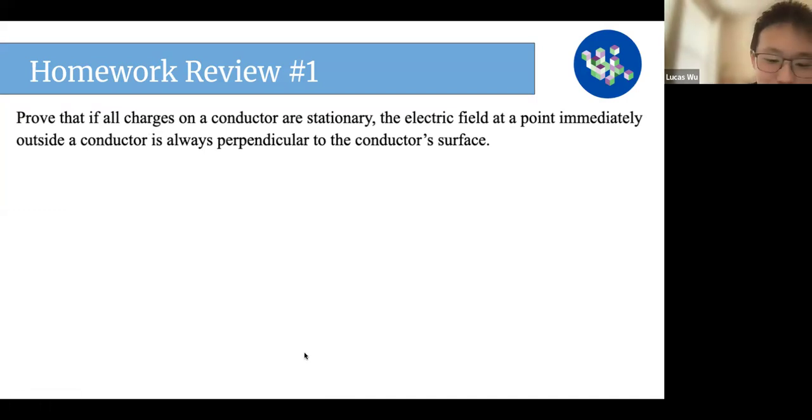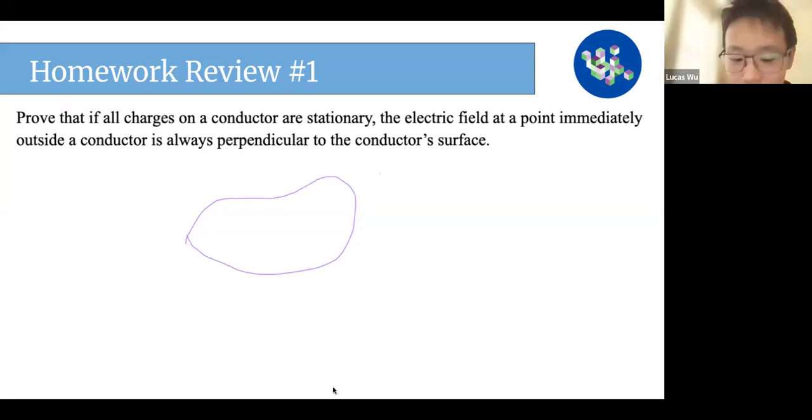So for an arbitrarily shaped conductor, right? We have a conductor, so maybe it looks something like this. And then we want to prove that if the charges on the conductor are all stationary, then the electric field at a point immediately outside the conductor is perpendicular to the conductor's surface. If all charges are stationary, that means I cannot have an electric field that points along the conductor's surface.